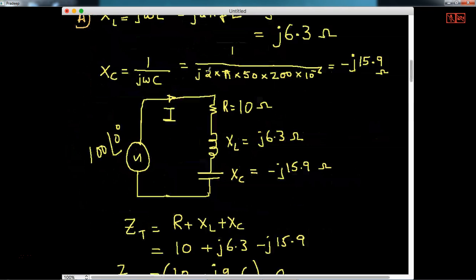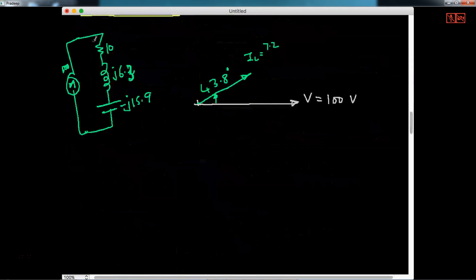Now we already calculated the current also. So the current value is 7.2 amperes at an angle of 43.8 degrees. Now this current will flow in the resistance, there will be an I into R drop. So 7.2 into 10 is actually 72 volts. Let me draw that. What is the angle of that? Because the angle of 10 is 0 degrees. Magnitudes you multiply, angles you add. So 7.2 multiplied by 10 will be 72, and 43.8 plus 0 will be 43.8. That way I can know the voltage across the resistance.